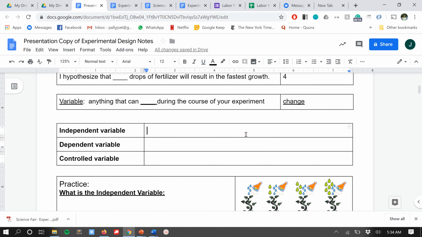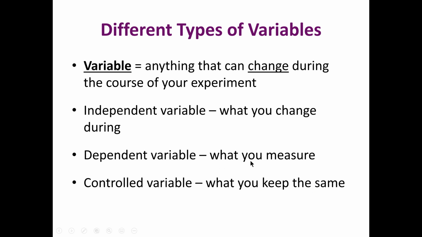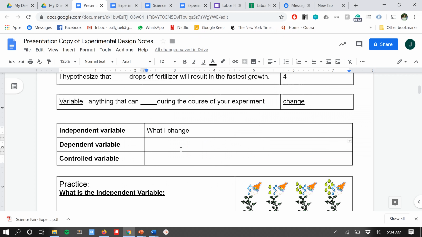So, what I change. The dependent variable is what you're going to measure. The dependent variable is the thing you're observing, the outcome you're observing and measuring. It's going to give you the results for your experiment. The dependent variable is what you can measure.